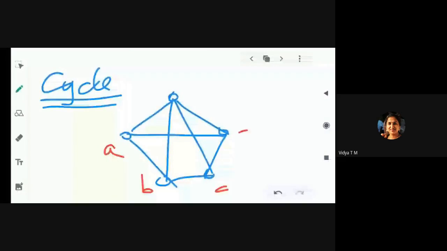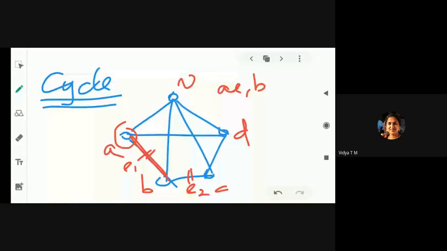Let me start with A. Move over to B. So I have traveled, then I have reached B. Let me call this edge E1. Then I have to move here. This is E2, and the other end vertex should be marked. So far I have traveled from A to C. So it's an AC path, I can say.